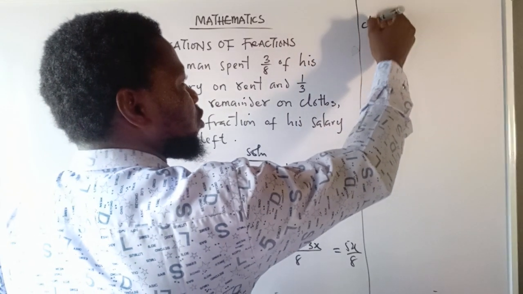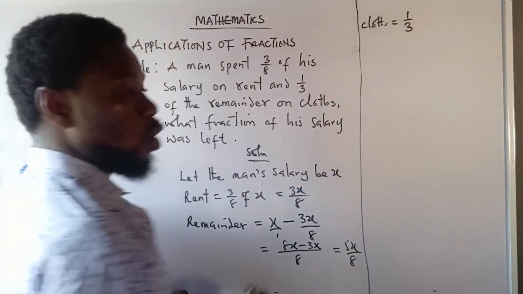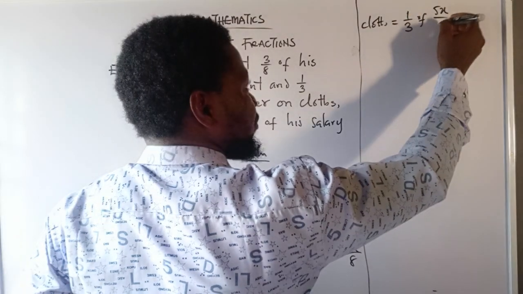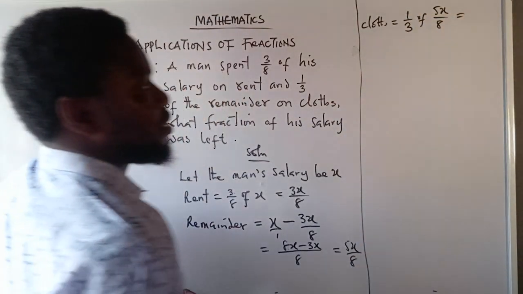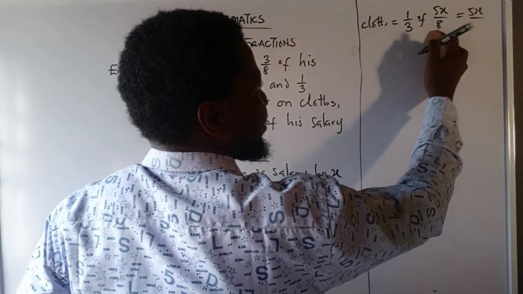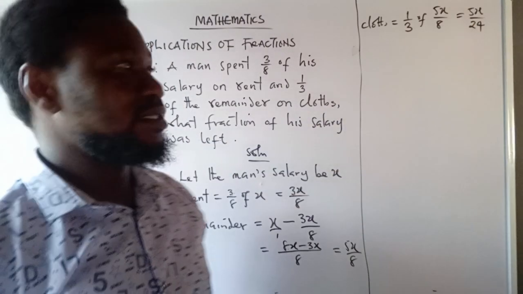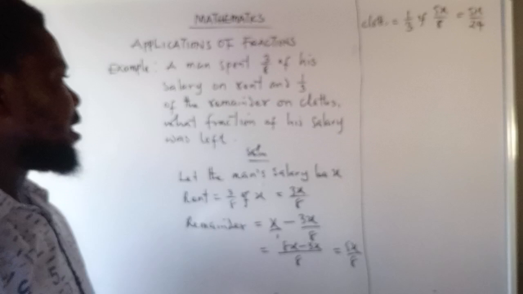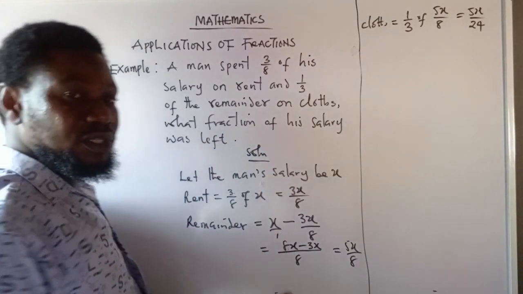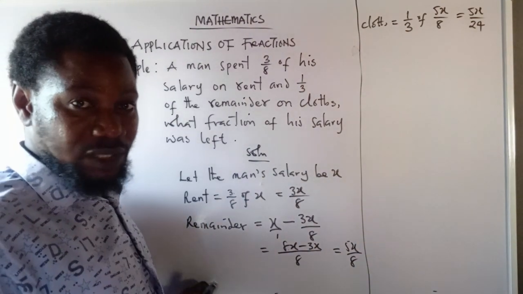So quickly, they say he spent 1 over 3 of the remainder on clothes. That means what he spent on clothes will be equal to 1 over 3 of the remainder. The remainder is 5X over 8. So if you multiply these both, you have 1 times 5X will give us 5X over 3 times 8 to give us 24. So what is spent on clothes is 5X over 24.